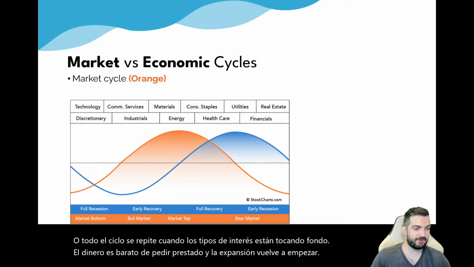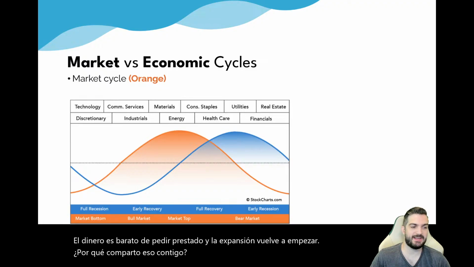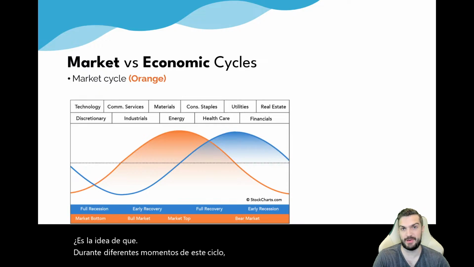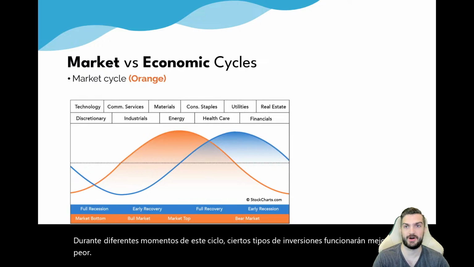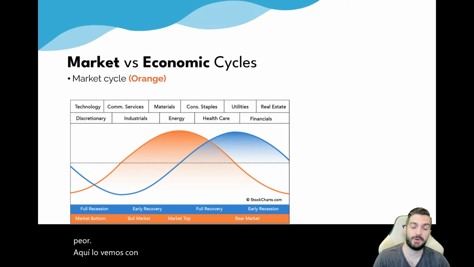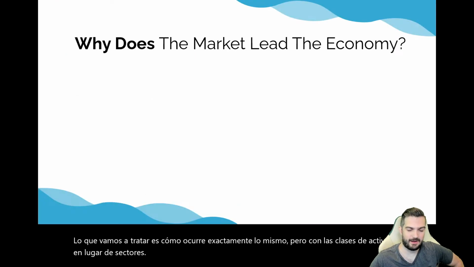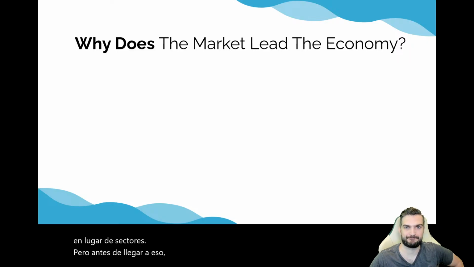The reason I'm sharing that with you is the idea that during different parts of this cycle, certain types of investments will do better and worse. Here, we're seeing it with market sectors. What we will cover is how the exact same thing happens, but with asset classes instead of sectors. But before we get to that, let's answer a big question.